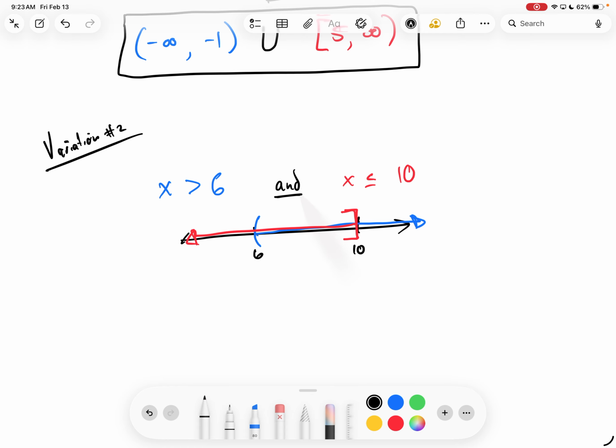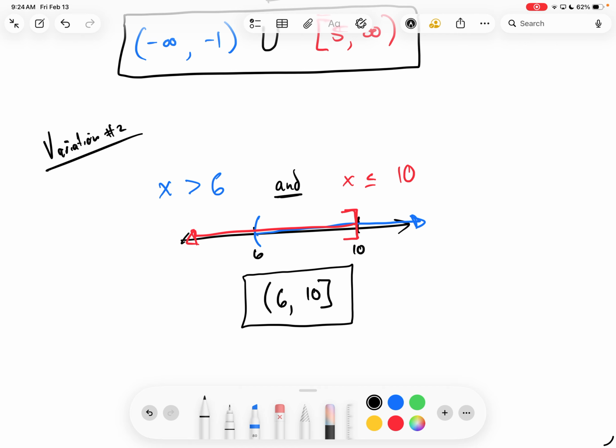It's the word "and," so I want to know where my red and my blue line are. The word they use there is intersect, actually, so it's where the lines intersect. My answer here would be from 6 to 10, where we have the red and the blue line. This is why I highly recommend drawing this out, so that you can see where they overlap, where they intersect, or you can think about "or" and "and."